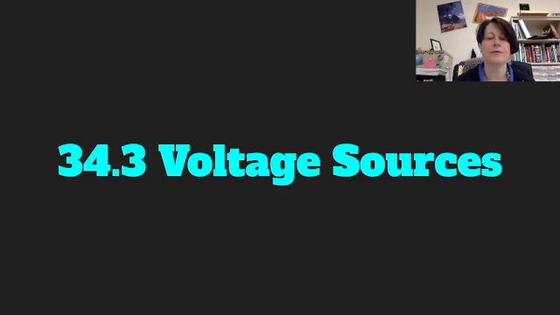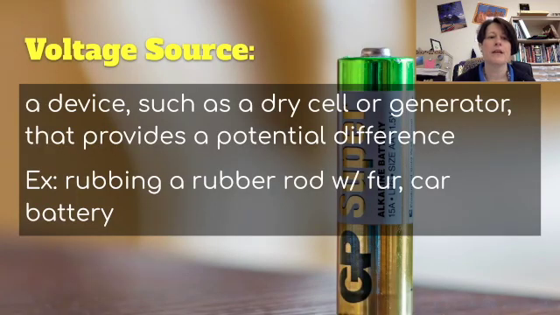And finally, let's talk about some voltage sources. So, a voltage source is a device such as a dry cell or a generator, also a wet cell, that provides a potential difference. In dry cells and wet cells, you're going to have ions moving, and in a battery, chemical energy is converted to electrical energy. And in a generator, you have mechanical energy being converted to electrical energy. Also, some other examples of voltage sources are rubbing a rubber rod with fur and a car battery.